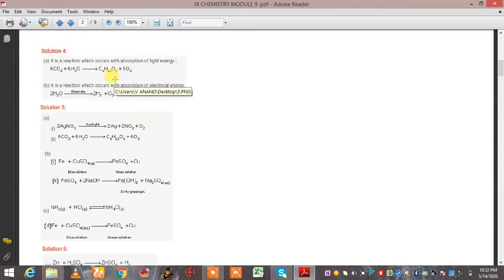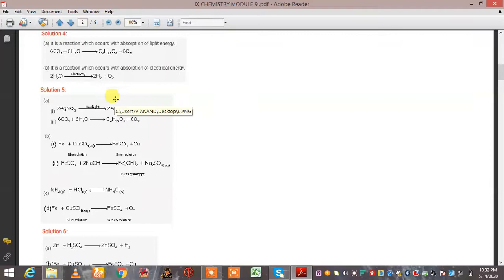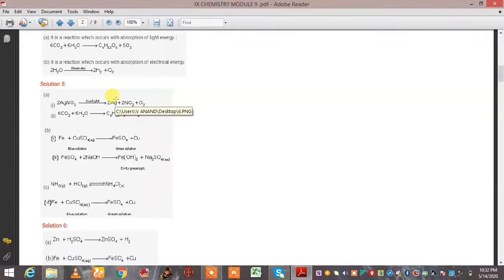Next, where absorption of electrical energy is there. So this is the reaction where absorption of electrical energy is there: water is decomposing after passing of electricity, decomposing into hydrogen and oxygen. Next question, these are the sunlight reaction: AgNO3 is decomposing into silver, nitrogen dioxide and oxygen as well.